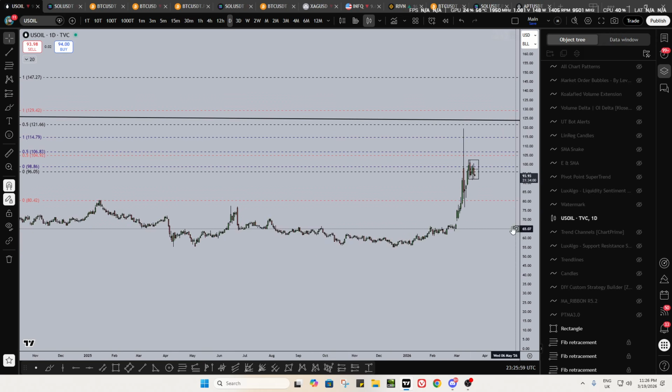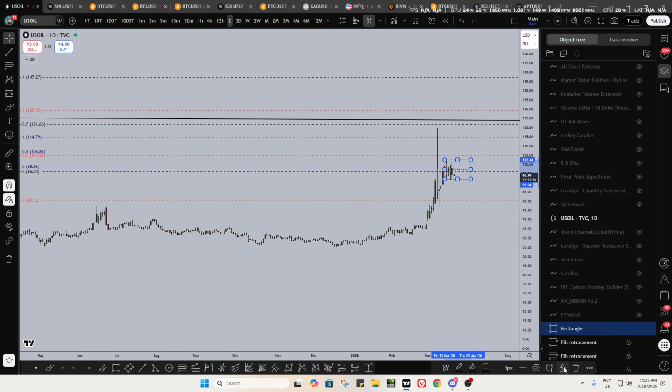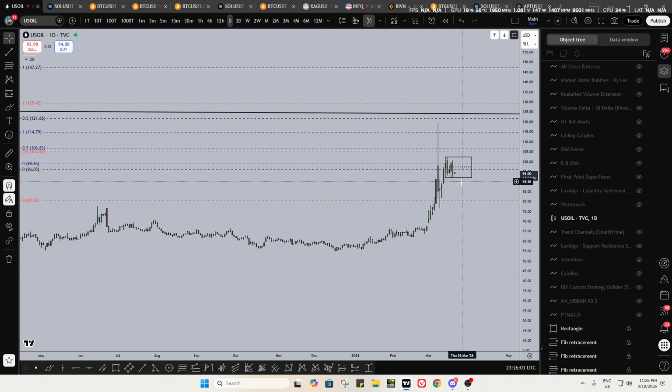So if you're trying to get some juicy returns on your risk on assets, not shorting them but rather looking for longs, then you would hope this does break down and carry on going to the downside.